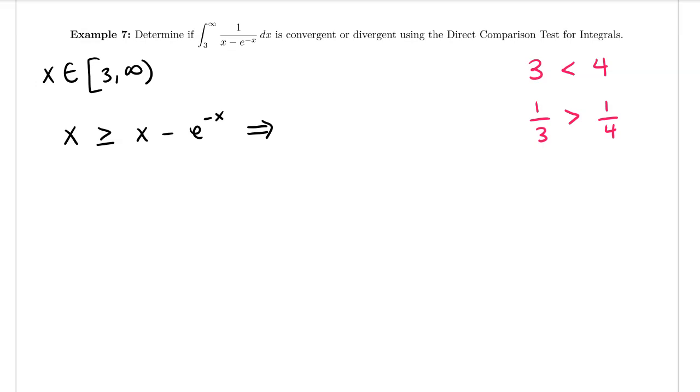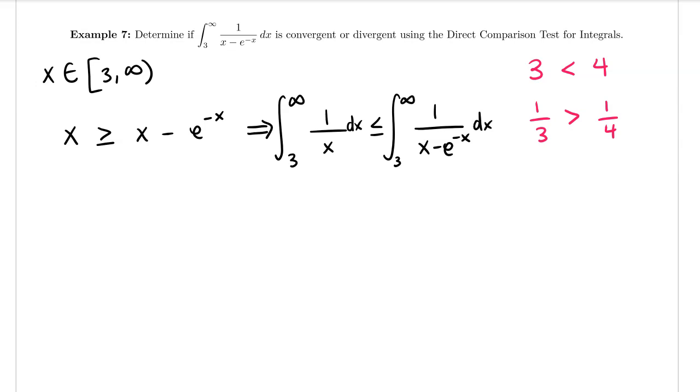So coming back to our inequality, if I take the reciprocal of both of these, I'm going to have that 1 over x is less than or equal to 1 over x minus e to the negative x. And what we can do now is take the integrals of both of these. We know something about the left-hand integral. This diverges by the p-test because p, our power, is equal to 1 here.